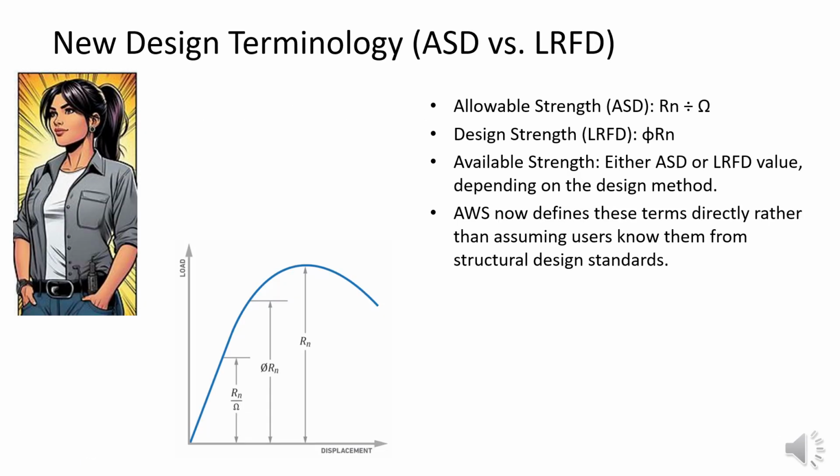New design terminology. The first group of new definitions deals with structural design. AWS now defines three important terms: allowable strength, design strength, and available strength. If you're a welding engineer working with structural calculations, you've probably seen these terms before. Allowable strength design, or ASD, uses the nominal strength divided by a safety factor. Load and resistance factor design, or LRFD, uses the nominal strength multiplied by a resistance factor.